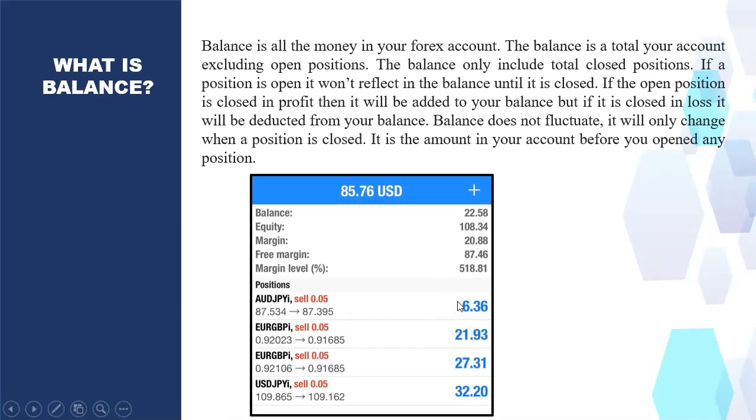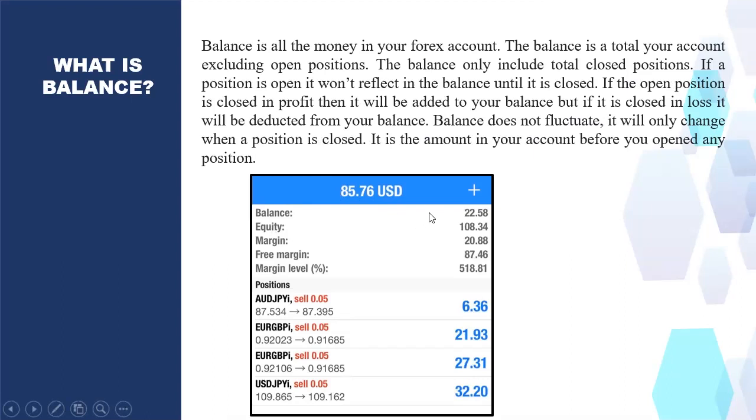So what I'm trying to say is the balance will always remain intact, will always remain static, without fluctuating until you close any position. So if the open position is closed in profit, then it will be added to your balance. But if it is closed in loss, it will be deducted from your balance. Balance does not fluctuate. It will only change when a position is closed. It is the amount in your account before you opened any position.